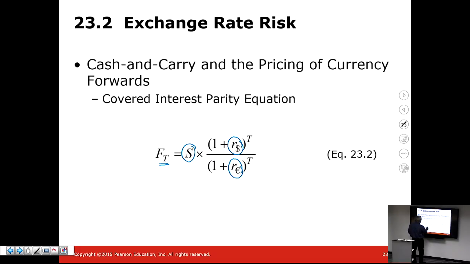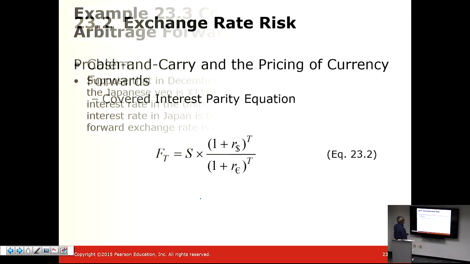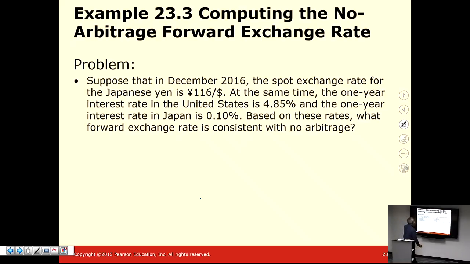Over here, the currencies are being quoted as dollars per euro. So let's take an example. The spot exchange rate is yen per dollar. So this is our spot rate. Spot rate is always S0.